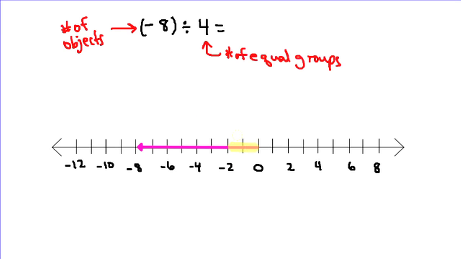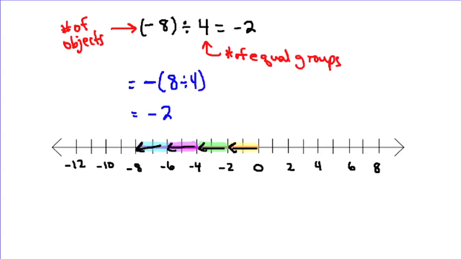There's one of my groups. There's the second group. Here's the third group. And finally, here is the fourth group. I'll draw some arrows on there to show that each of my groups, 1, 2, 3, 4, is negative 2 units long. So this tells me that negative 8 divided by 4 is equal to negative 2. Once again, we can use the concept of opposites to do this. This is really the opposite of 8 divided by 4. I know that 8 divided by 4 is 2, and the opposite of 2 is negative 2.